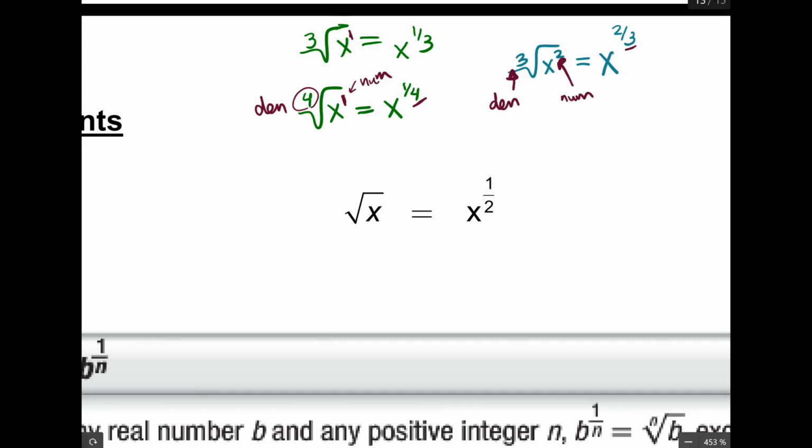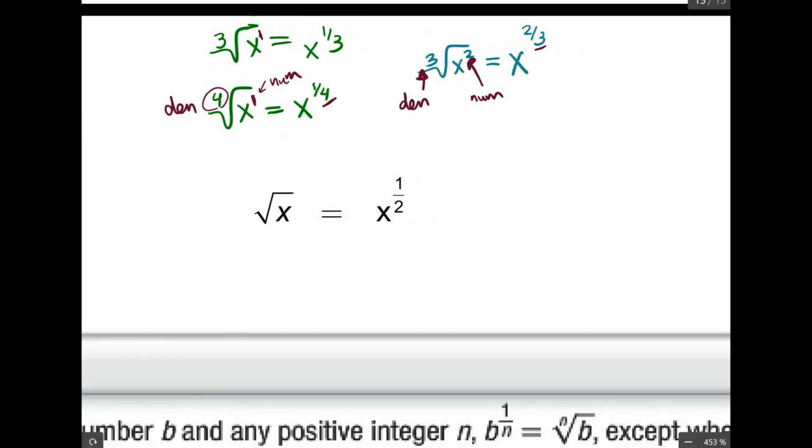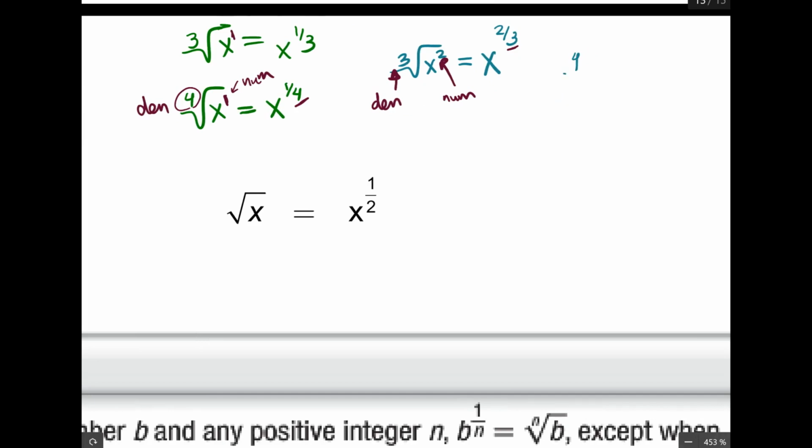All right, so let's try one more. What about if I had the fourth root of x to the 5th? How would I rewrite this? Well, the 5 would be my numerator, and then the 4 would be my denominator. So that's what I want you to notice here.